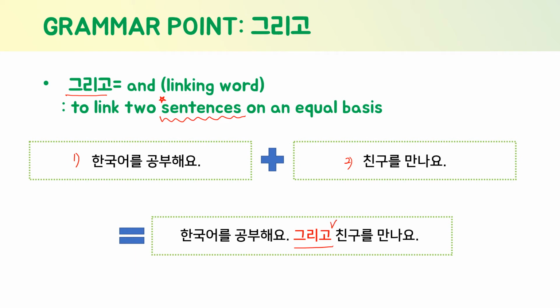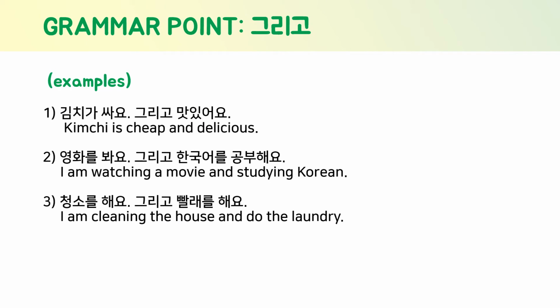So 한국어를 공부해요. I study Korean. And 그리고 친구를 만나요. And I meet friends. Okay, here are more examples. So number one, 김치가 싸요. 그리고 맛있어요. So there are two sentences. The first sentence is 김치가 싸요. And the second one, there's no subject. There's only the adjective 맛있어요. Right?